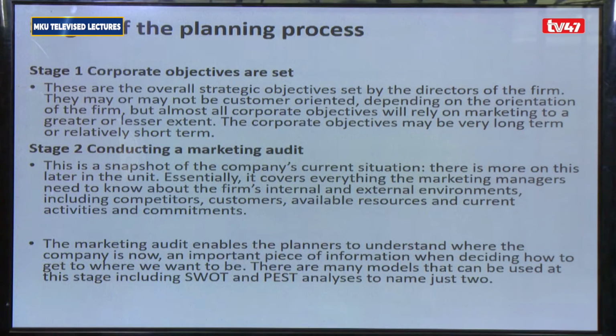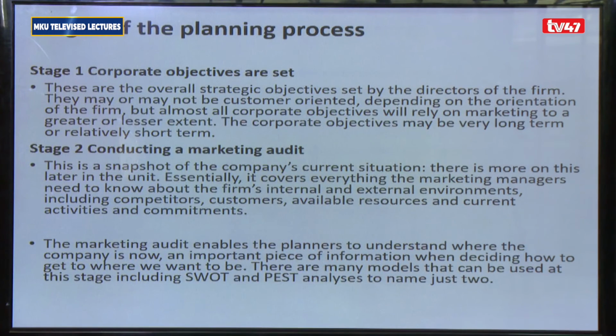Our next subtopic is the planning process. It has several stages. The first stage is that the corporate objectives are set. These are the overall strategic objectives. As an organization, you need to have an objective that you want to achieve. For example, you can say, we want to be the most profitable organization. That's a strategic objective. So how are we going to achieve that objective? That's stage one. You set the corporate objectives.